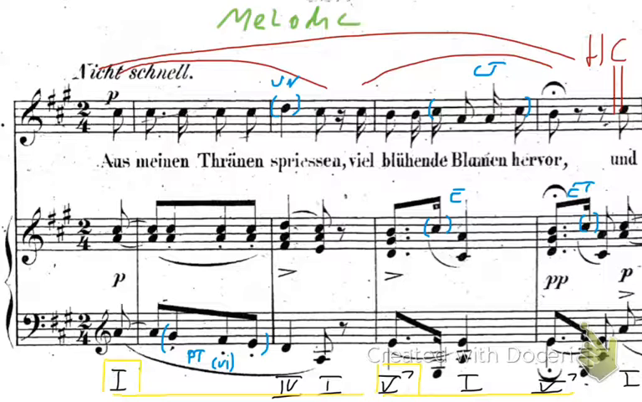Then also in the left hand we see passing tones, maybe going through the 6 on the way down from the 1 to the 4, and then we see an escape tone in measure 3 and another escape tone in the same kind of a figure in measure 4.